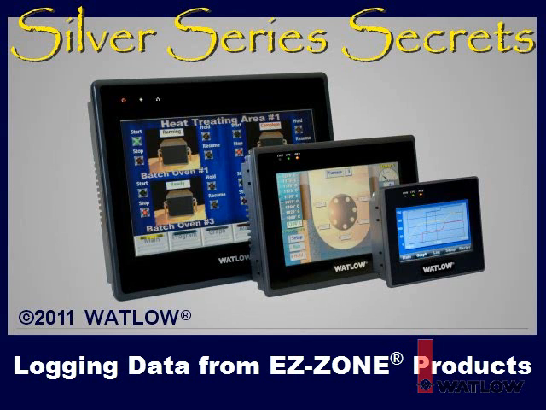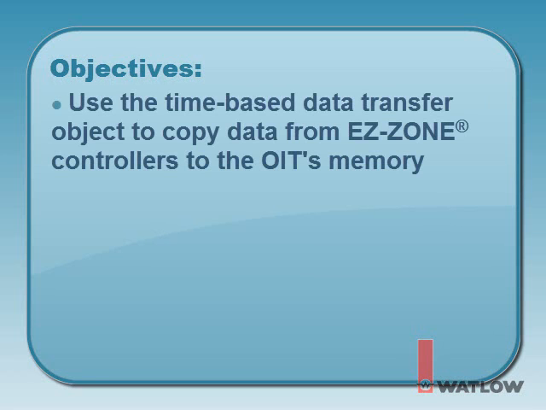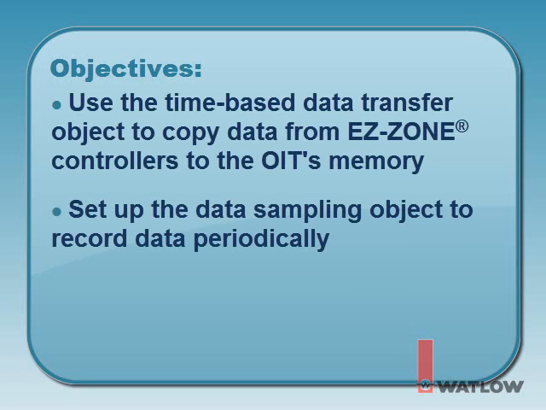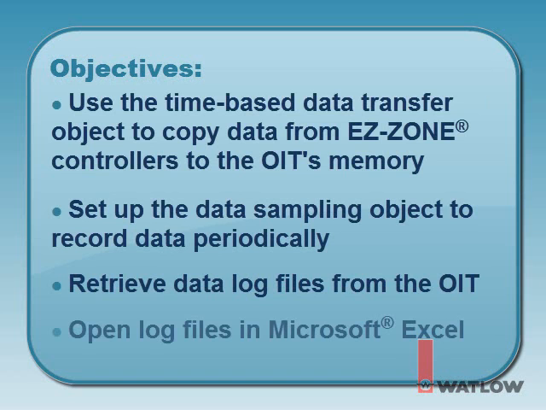Welcome to Silver Series Secrets, the video tutorial series that helps you use Silver Series operator interface terminals with other Watlow products. In this installment, you will learn how to use the time-based data transfer object to copy data from EasyZone controllers to the OIT's onboard memory, set up the data sampling object to record data periodically, retrieve data log files from the OIT, and open log files in Microsoft Excel.